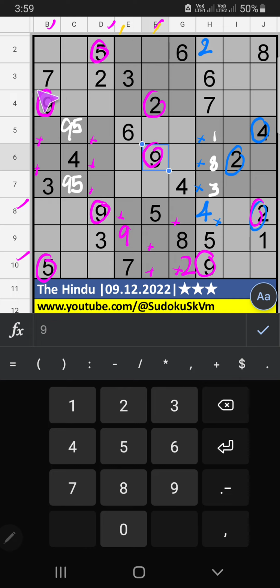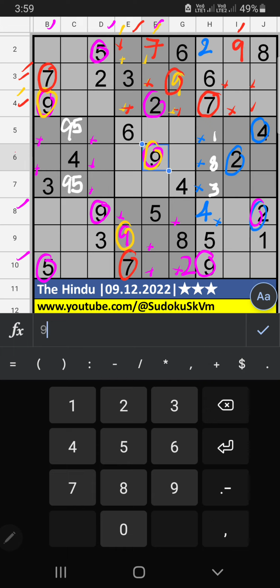Column E, column F, 4th row, we have 9. So 9 can't come in these cells. The 9 is confirmed here. 3rd row and 4th row, we have 7. So 7 can't come in these cells. Column E also we have 7. So 7 can't come in the cell. Then 7 is confirmed here. 4th row and 3rd row we have 9. So 9 can't come in these cells. The 9 is confirmed here.